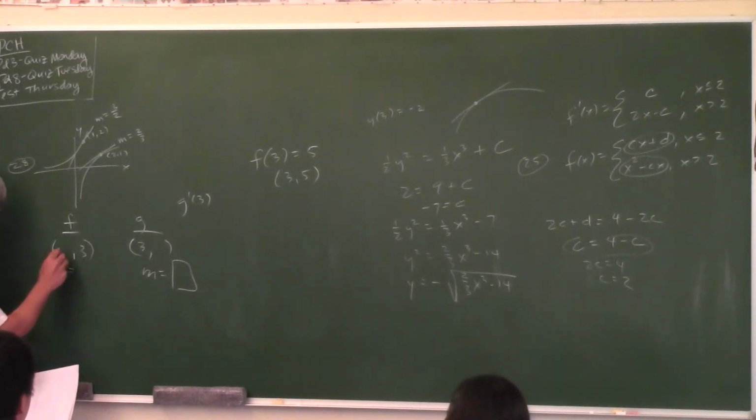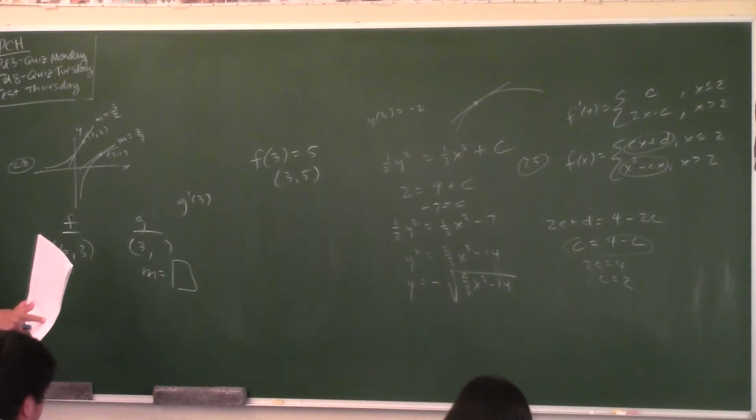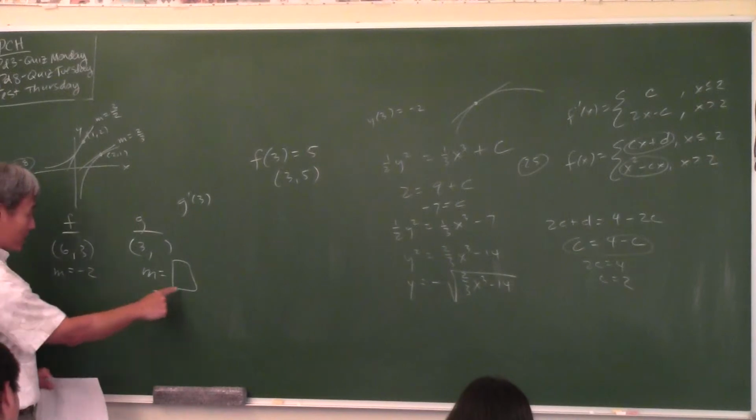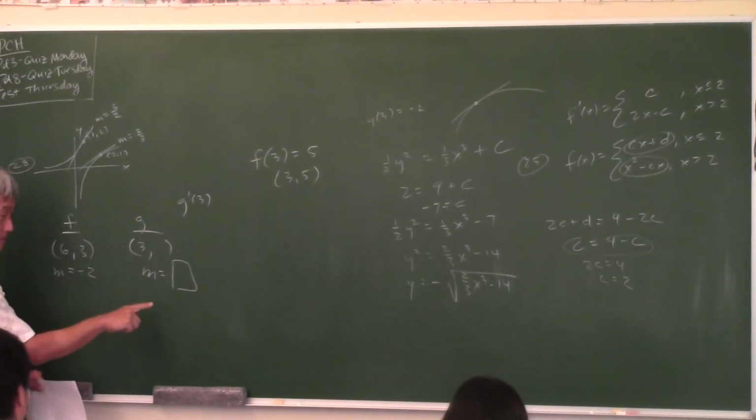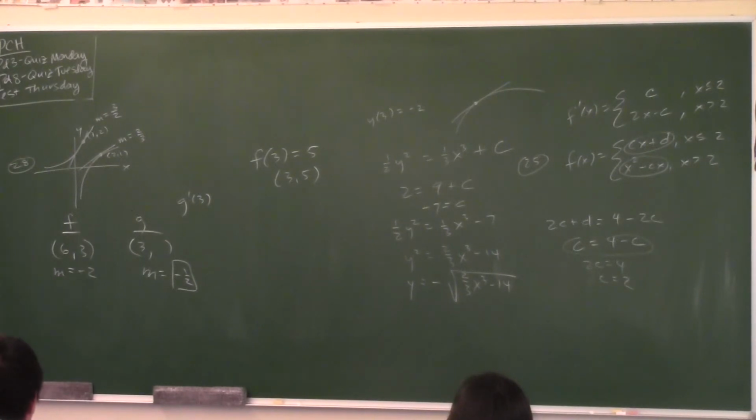6. Very good. And then, when the x coordinate is 6, what is the slope? Negative 2, very good, because it says f prime of 6 is -2. So therefore, what is the slope on the inverse then? -1/2. It's simply the reciprocal of that number.